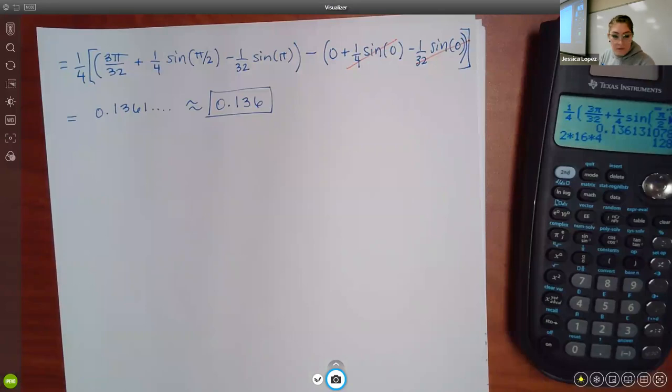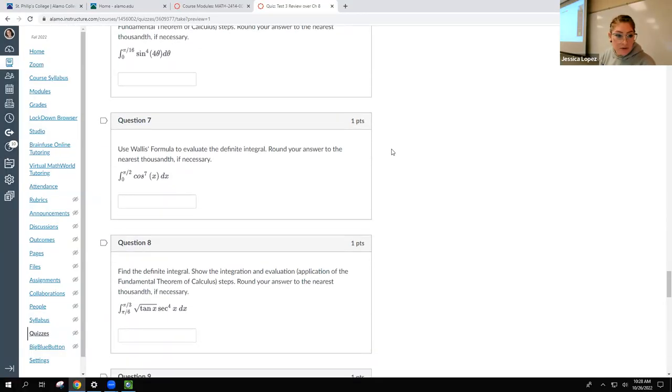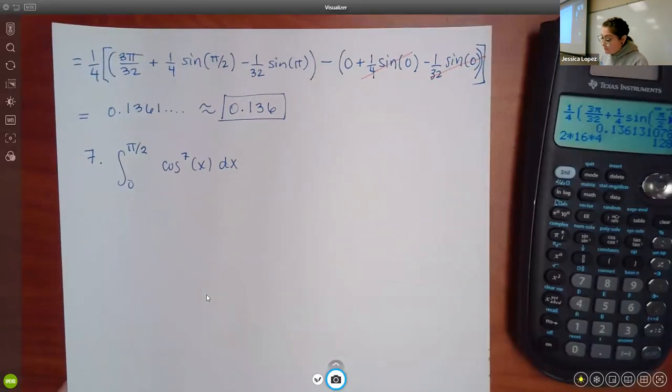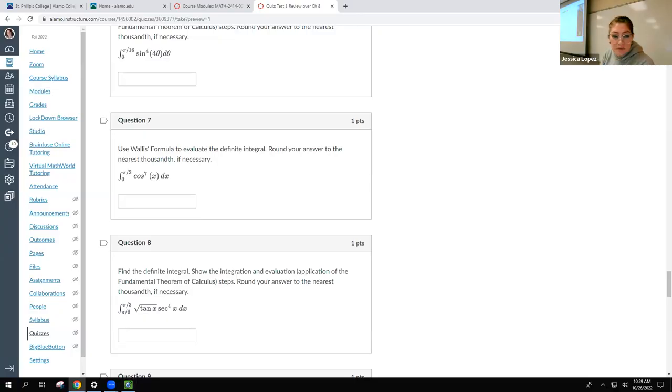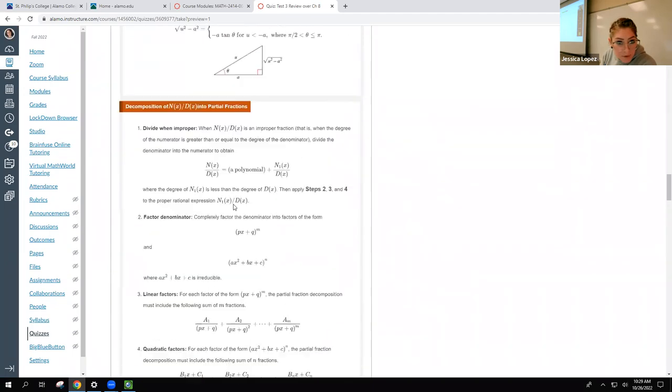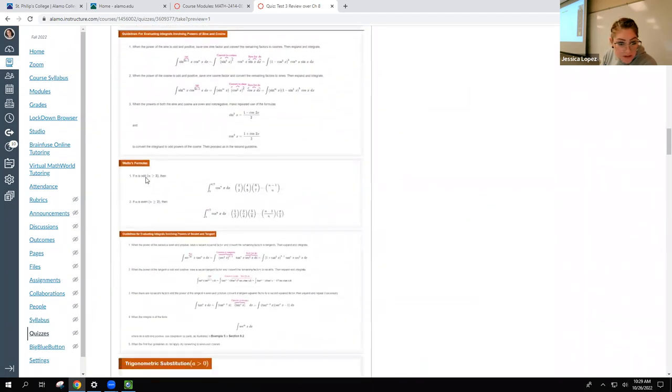So let's see what number 7 looks like. So number 7 is nice. Number 7 asks us to use Wallis's theorem. So make sure it says that that's what you're doing. So if I take this one, Wallis's theorem, I think with the odd power, that's the one where you have to multiply by pi over 2. But I'm going to go confirm. Okay, yes. No, when n is odd, you do not have the pi over 2 multiplier. It's only when n is even that you have the pi over 2 multiplier. So I'm going to have to use this top formula.